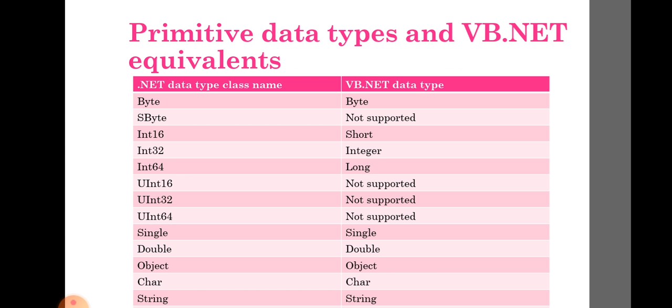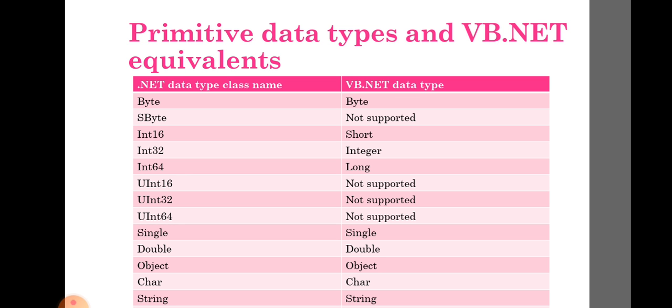Next slide, we move on to the various .NET data type class names and the VB.NET data types. That is, the .NET data type classes. There are various type classes supported by the .NET Framework. Here, VB.NET will support certain kinds of data types. Here we have discussed the .NET data type class names and the VB.NET data types.